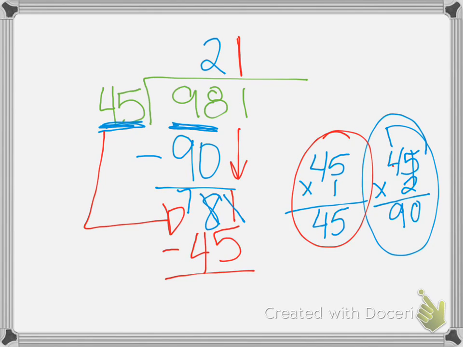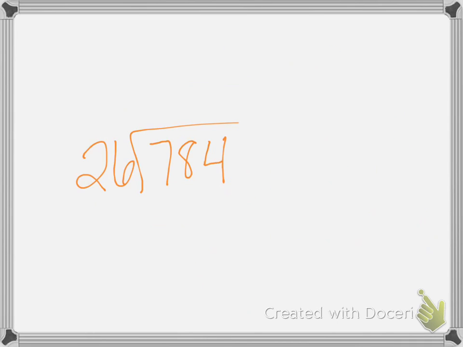So change this to a 7, change this to 11. 11 minus 5 is 6. 7 minus 4 is 3. So we have nothing left to drop down, and so our answer will be 21, remainder 36.